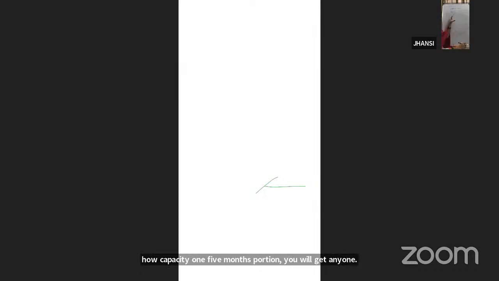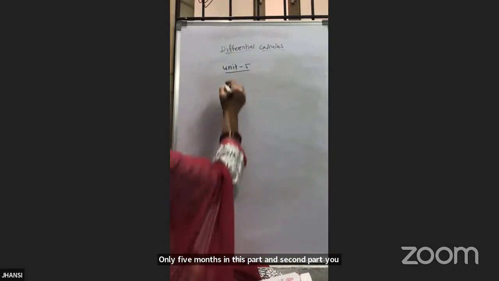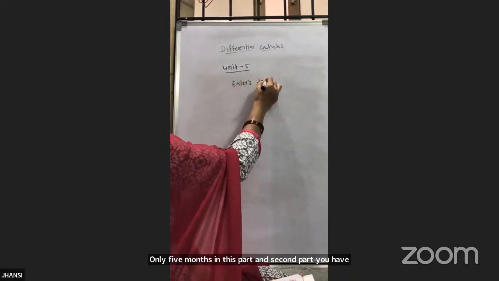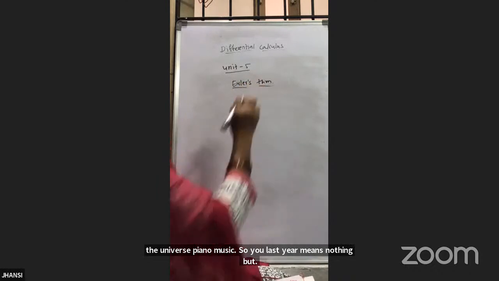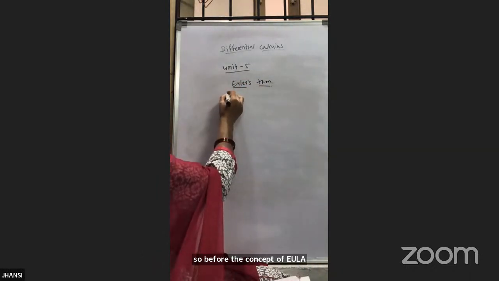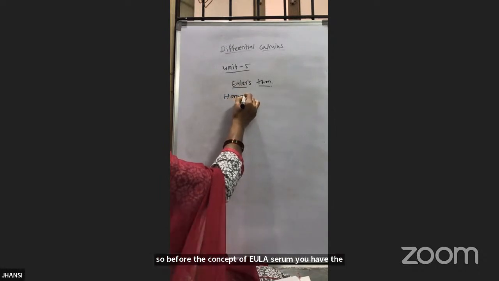In partial differentiation, you have a compulsory 5 marks question. You will get any one question, only 5 marks in this part. And in the second part, you have Euler's theorem. Before the concept of Euler's theorem, you have the homogeneous function.